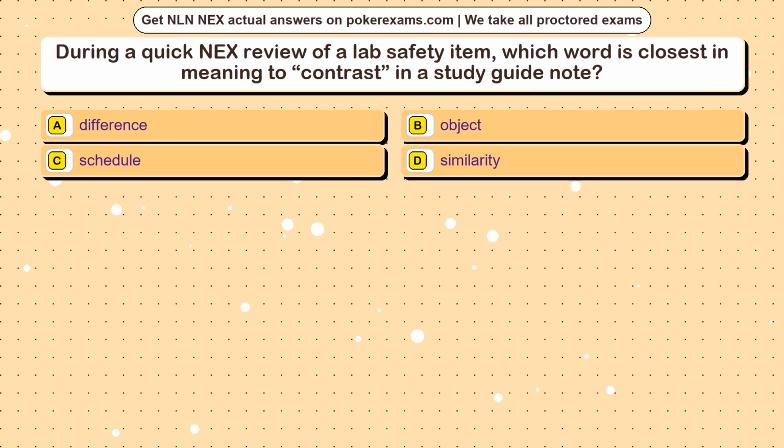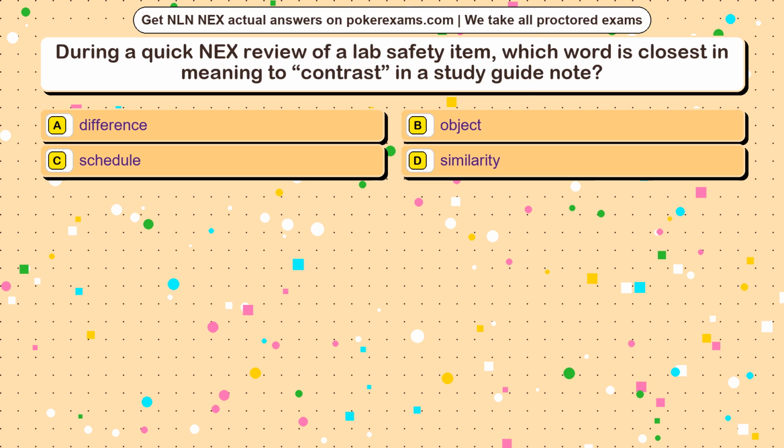Question 2. During a quick NEX review of a lab safety item, which word is closest in meaning to contrast in a study guide note? Option A, difference. Option B, object. Option C, schedule. Option D, similarity.